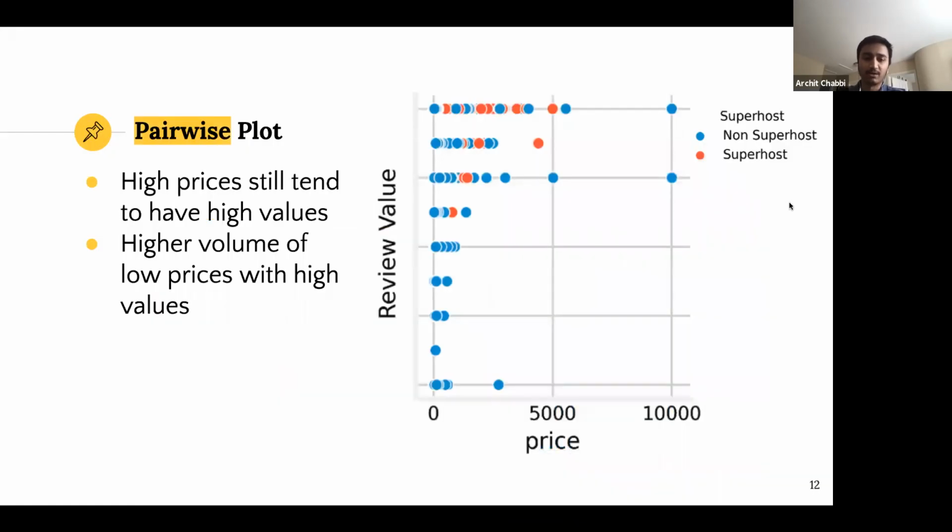We also made a pairwise plot comparing price and review value of the listings. From this, it seems that it is more likely that Airbnb listings with higher prices seem to have higher review values as well, although lower priced listings can also have high review values. Additionally, it is more common for superhosts to have higher review values than non-superhosts.